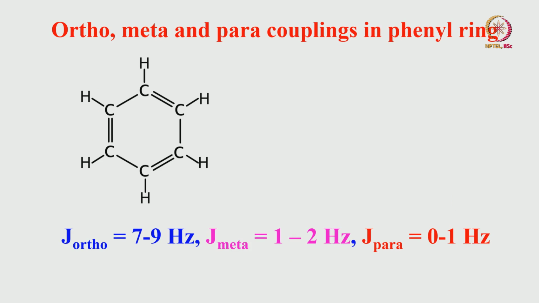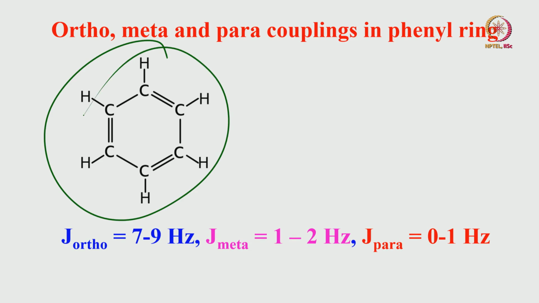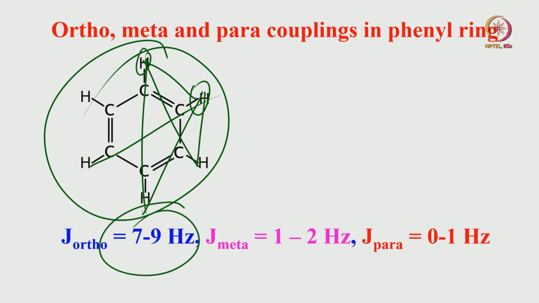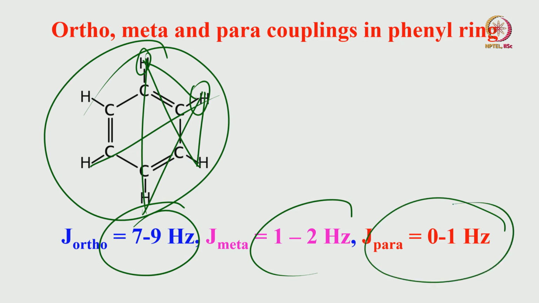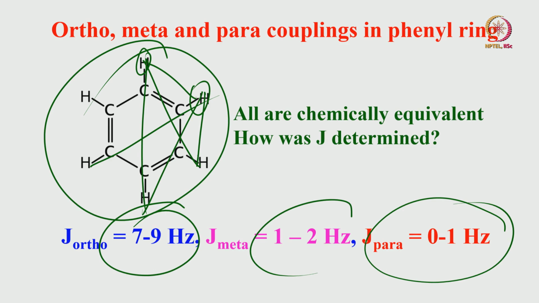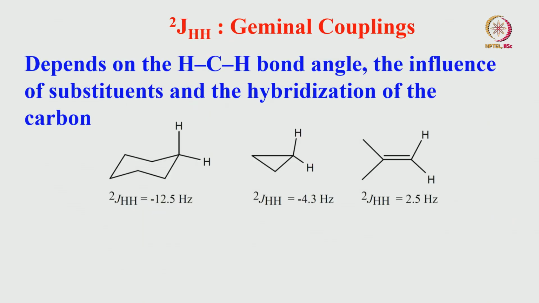Go to phenyl rings. As I told you, benzene gives a single peak. When I was discussing the magnetic equivalence, I told you each proton can have an ortho coupling, a meta coupling and a para coupling. Each proton will have 3 couplings, and the strength of the coupling is about 7 to 8 Hertz for ortho, meta 1 to 2 Hertz and para 0 to 1 Hertz, less than 1 Hertz. Then how did we measure this? All are chemically equivalent. If you take the proton NMR of benzene, it will give a single peak. Then how do you measure the J coupling? That is what I am going to tell later.